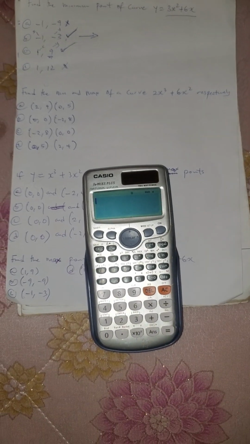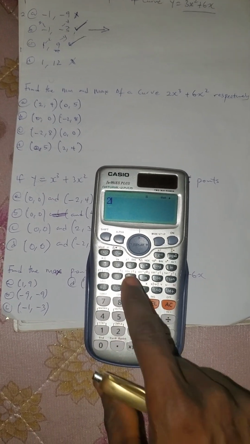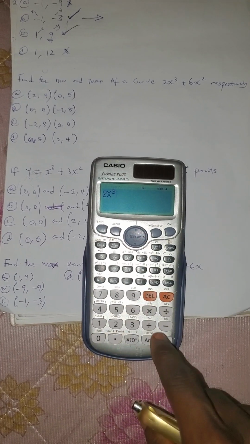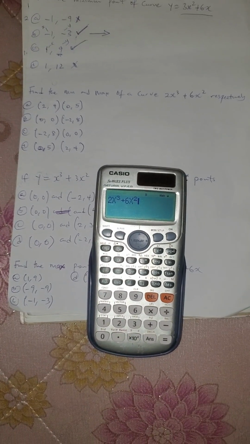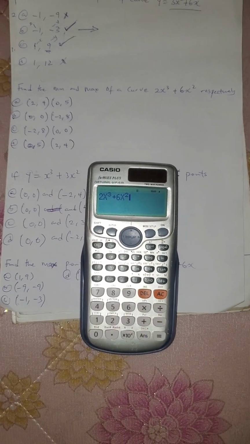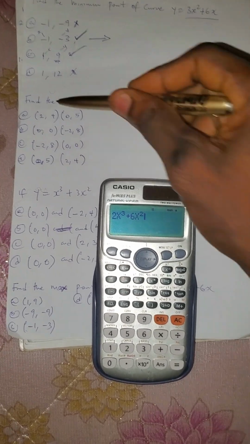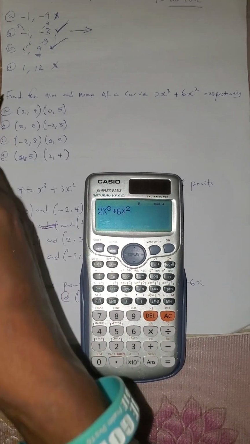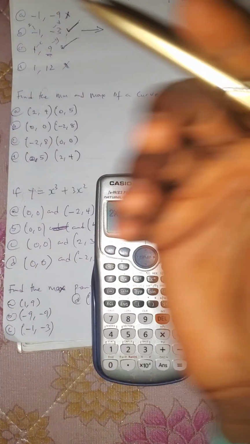Now come to question number 2. Find the minimum and maximum point of this curve respectively. Now coming to this, we have 2 alpha x raised to power 3, then plus 6 alpha x raised to power 2. Now this is the question. Then let us see. Now this one is to find the 2. So I'm going to use 1 out of this equation. Now the first one, let me use the x for this one. I'm going to substitute this x to be 2.